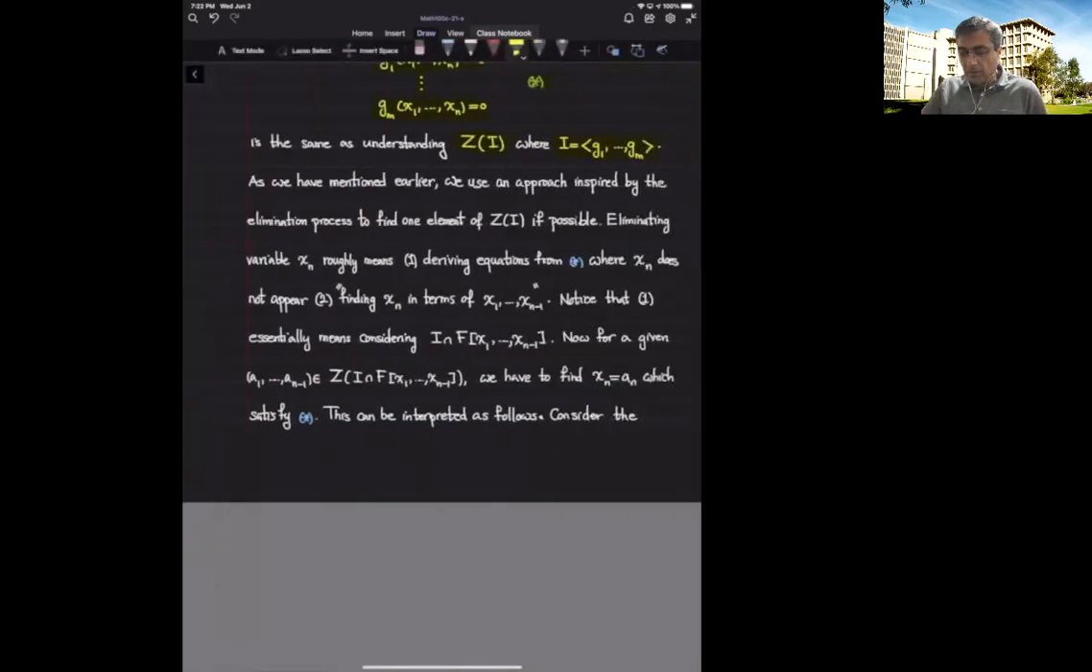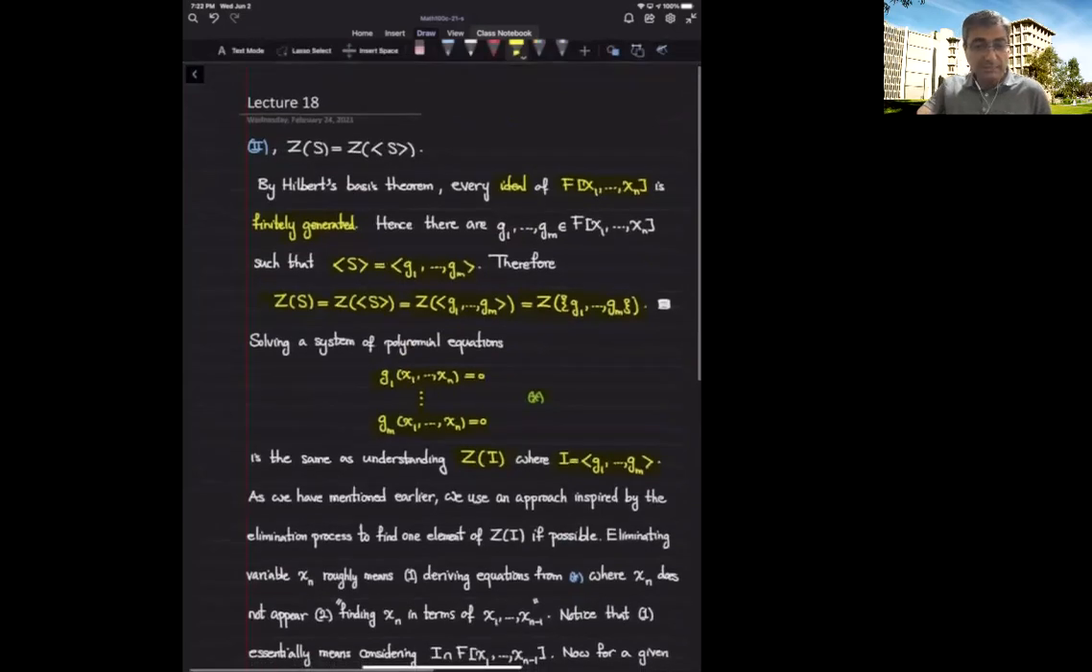Now that I know the common zeros of a set is the same as the common zeros of the ideal generated by S, by that set, I can use Hilbert's theorem. By Hilbert's theorem, we know every ideal of the ring of polynomials with finitely many variables is finitely generated, because that's a Noetherian ring. That means the ideal generated by S is a finitely generated ideal.